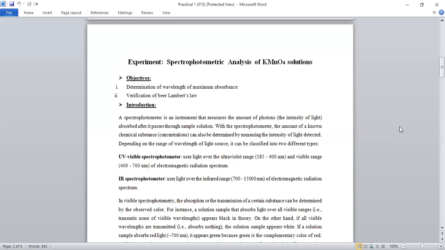In visible spectrophotometry, the absorption or the transmission of a certain substance can be determined by the absorbed color. For instance, a solution sample that absorbs light over all visible ranges, transmitting none of the visible wavelengths, appears black in theory. On the other hand, if all visible wavelengths are transmitted, it absorbs nothing and the solution sample appears white. If a solution sample absorbs red light, it appears green because green is the complementary color of red.